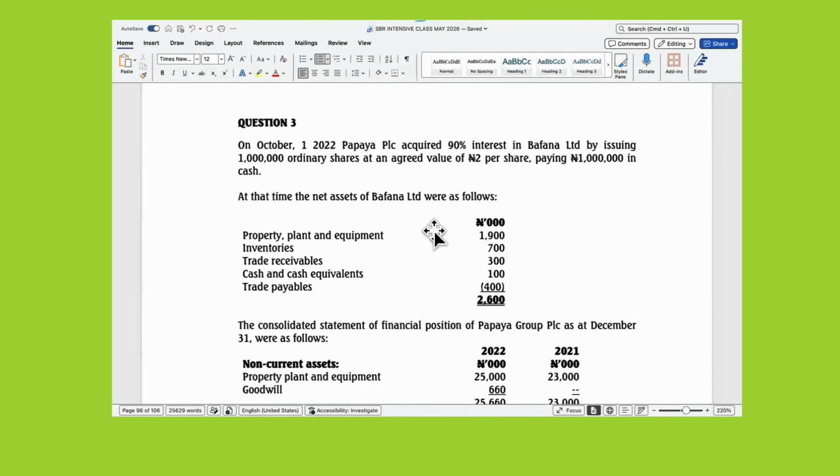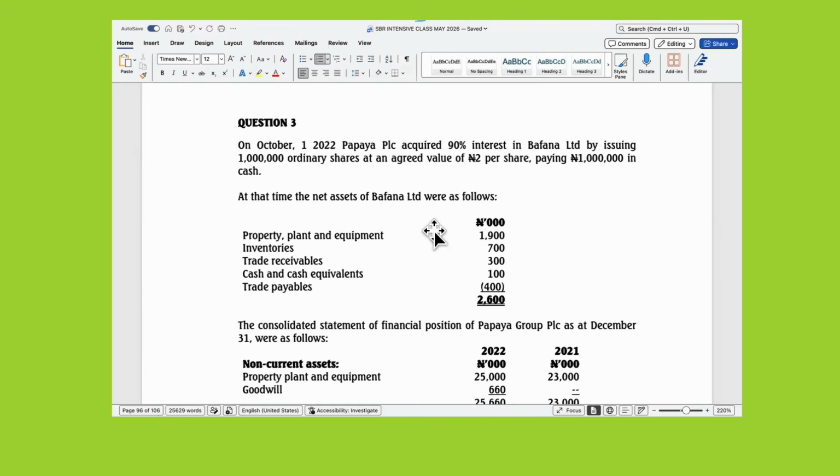For cash flow purposes, I know it's the cash that is relevant that would go as investing activities because that's what I'm paying, cash. And the net assets of the subsidiary acquired are this. So PPE, inventory, receivables, cash, trade payables. So net asset of the subsidiary is 2.6 million.